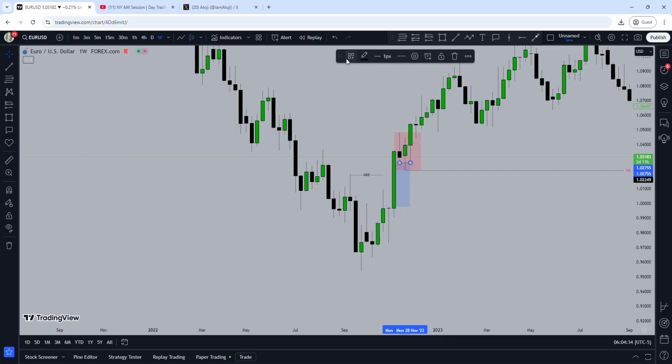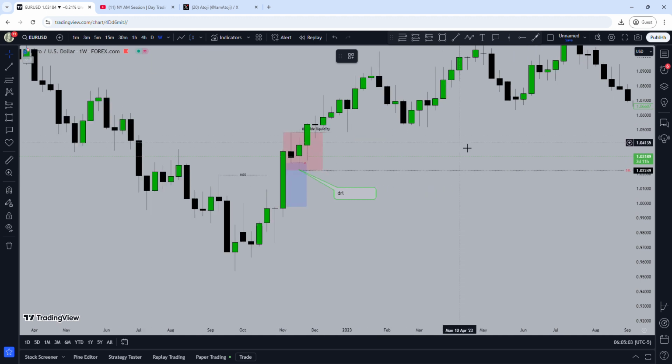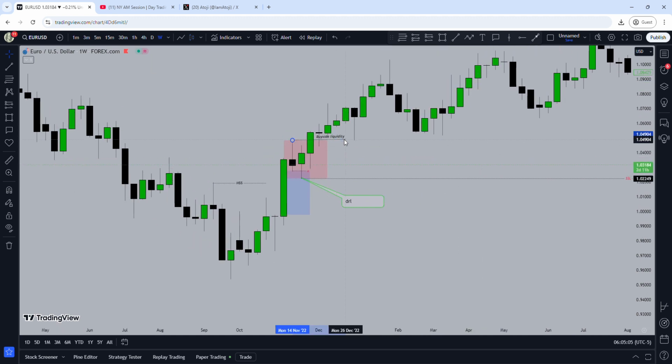For this whole move, this becomes a sweep, and this becomes a dealing range DRL. I'll save it as DRL, dealing range low. Then this becomes what? The target. You can see how I'm using it to frame bias now. This becomes the target, the buy side liquidity. So when price takes out this low, we're expecting price to then take out this high, because what?